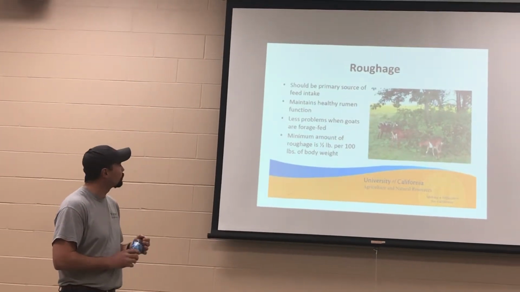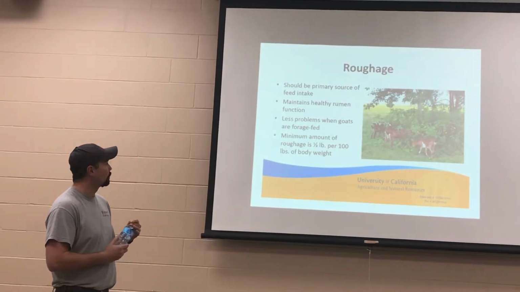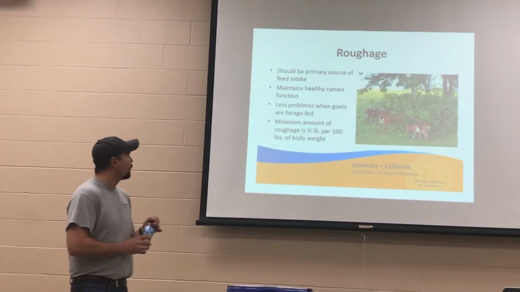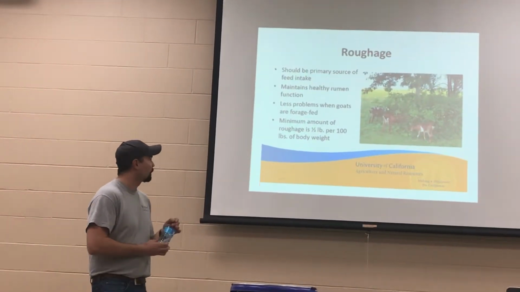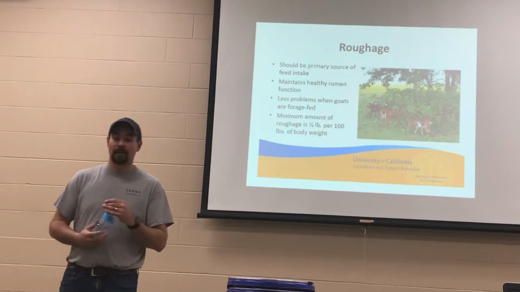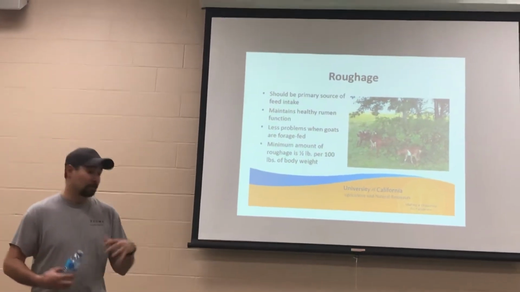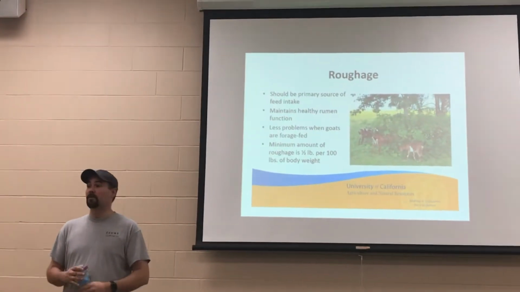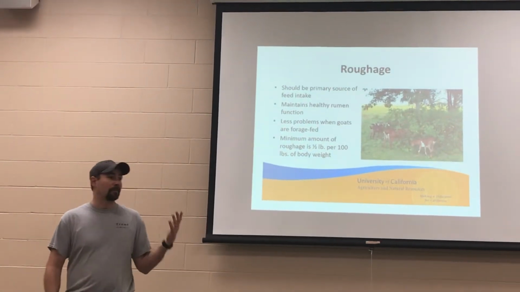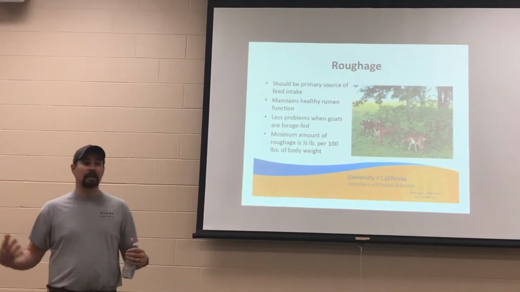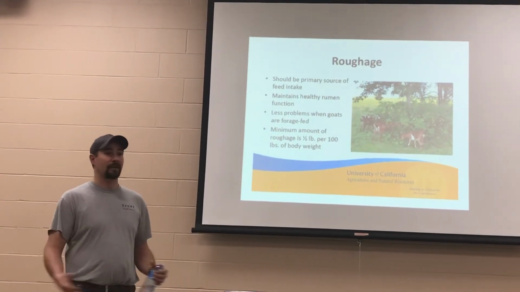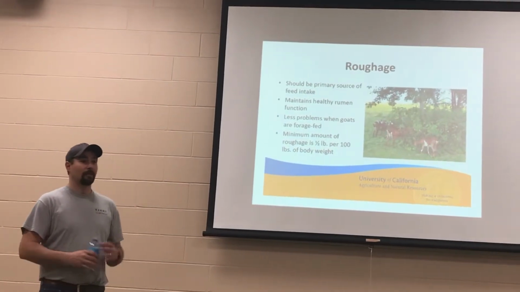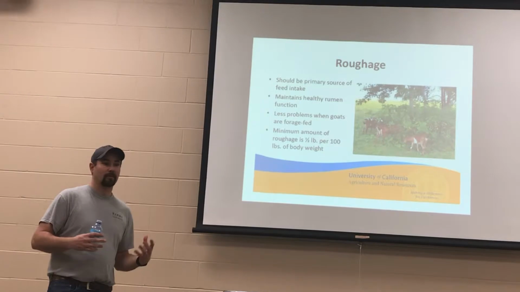Roughage should be the primary source of feed intake. Maintains a healthy rumen. Fewer problems when goats are forage fed. Minimum amount of half a pound of roughage per 100 pounds of body weight. I'm going to tell you right now that in terms of production, that's 100% right. In terms of showing breeding stock does, that's really 100% right, because they can be gutty and broody and all of those things. We like that in breeding stock. If you're going to play in the market game, they don't like that so much. They want them to be meaty and look like a racehorse.